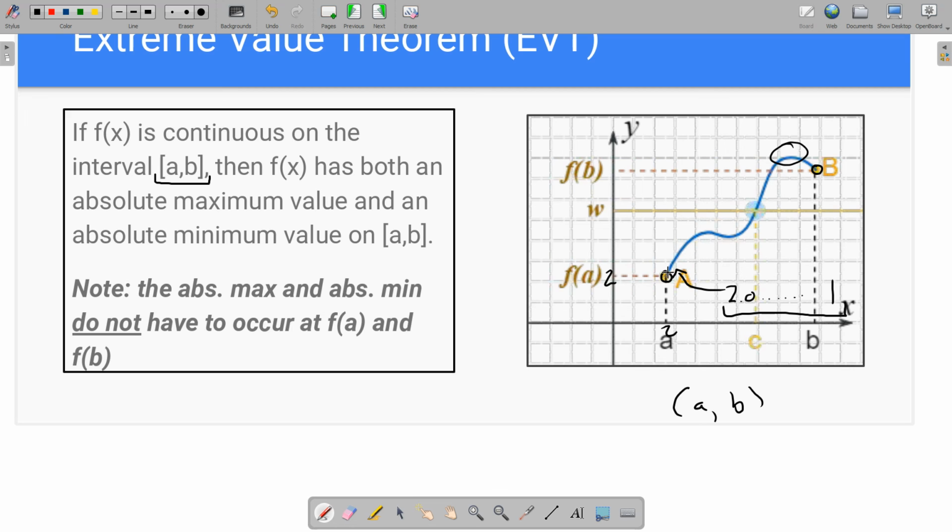So there is no absolute minimum guaranteed if the function is not along a closed interval of A to B. It's still possible to have absolute maxes and mins. In this case, we had an absolute max, but we're not guaranteed to have an absolute max and min if it's an open interval. And just a little note here, the absolute max and min don't have to occur at f of A and f of B. As in this case right here, we have an absolute max occurring at f of whatever that point is right there.